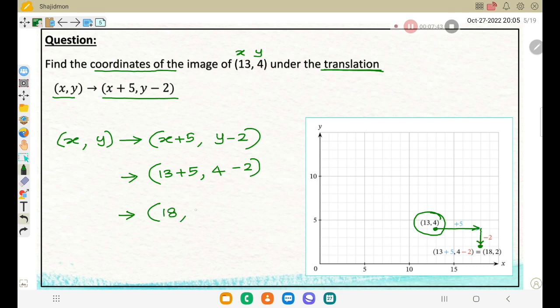18, comma 4 minus 2 means 2. So under that translation, where are we getting the point? The translated point is 18, comma 2 here. So that is the point here. You can see that picture. That point is marked there. This is the point 18, comma 2 here. So this is the content of this question.